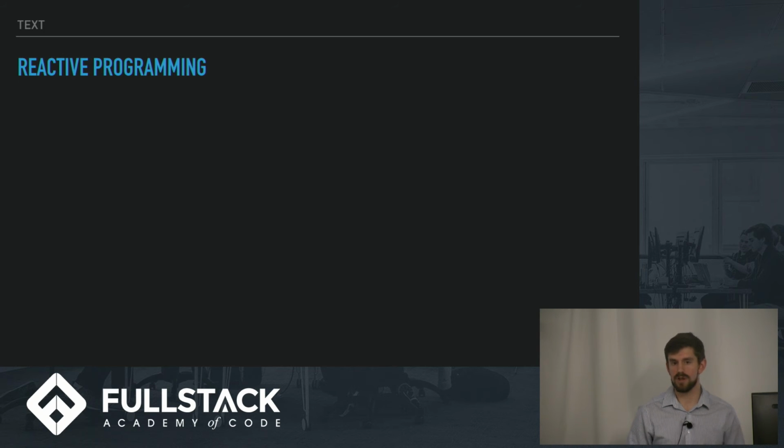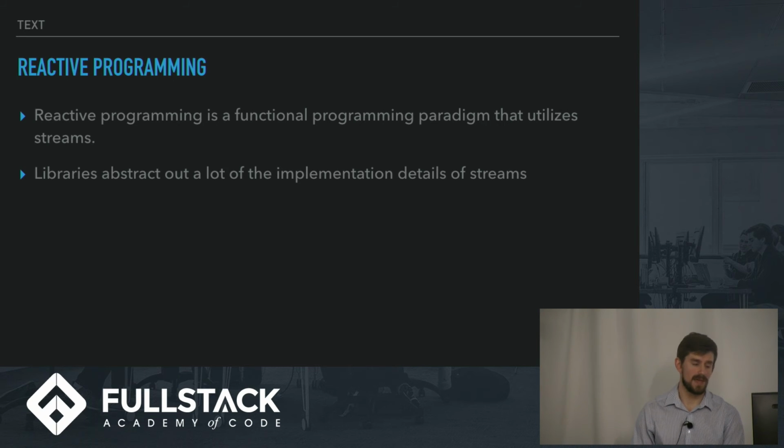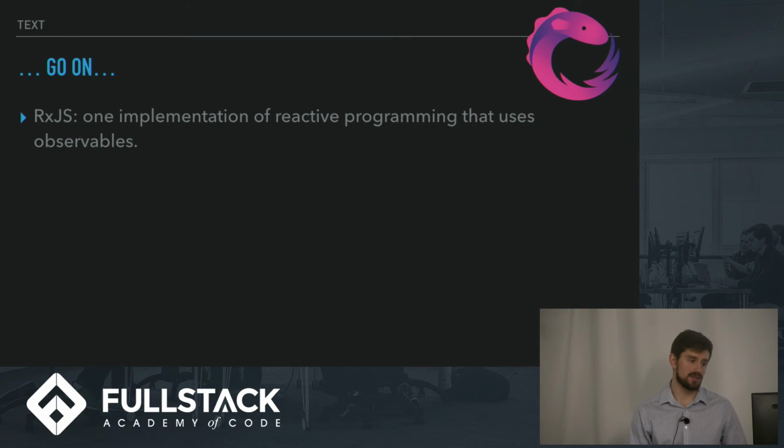Well, there's this relatively new idea called reactive programming, which is basically just a functional programming paradigm, and it utilizes streams. It has these useful libraries like RxJS and Bacon.js that abstract out a lot of the implementation details of streams, which results in much more concise asynchronous code. So there's the symbol for RxJS, which is the language I chose just to dive into this. That is one implementation of reactive programming, and it uses observables, which are literally just streams.